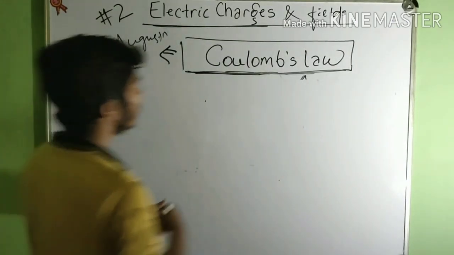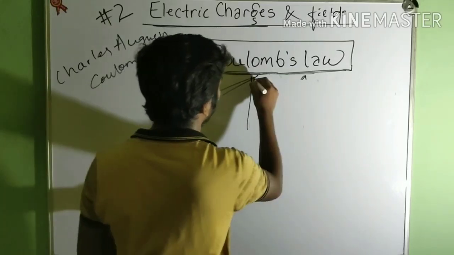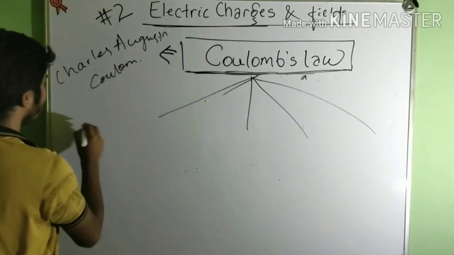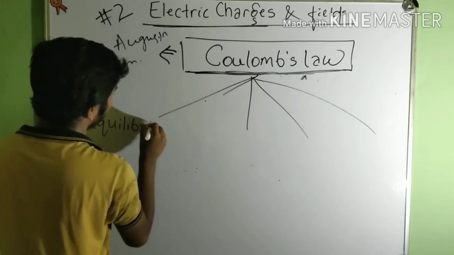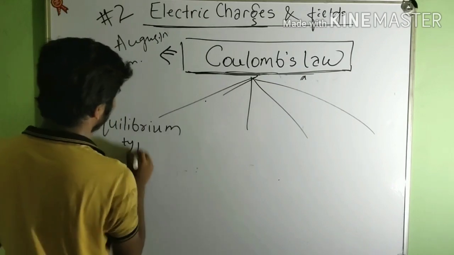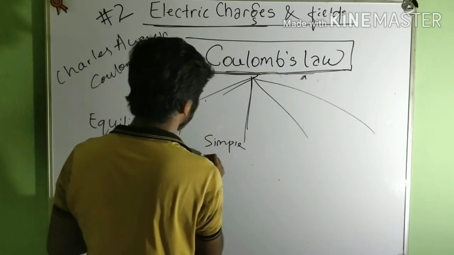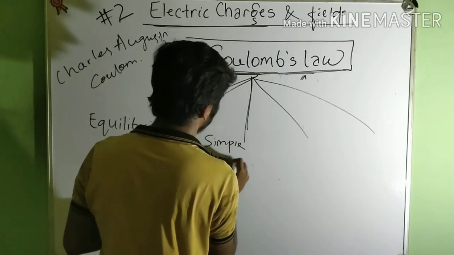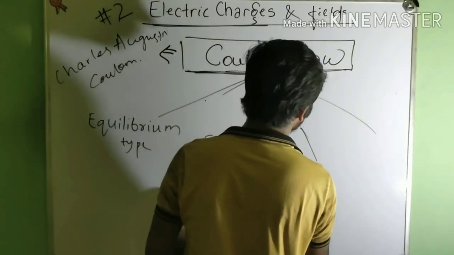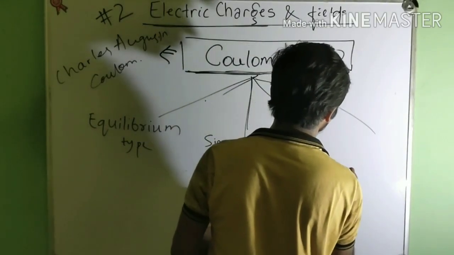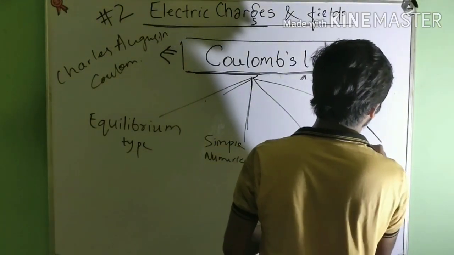We shall solve some numericals of Coulomb's law. The types of numerical are: first, equilibrium type numerical; simple numericals of Coulomb's law; then differentiation type; then one graphical type.